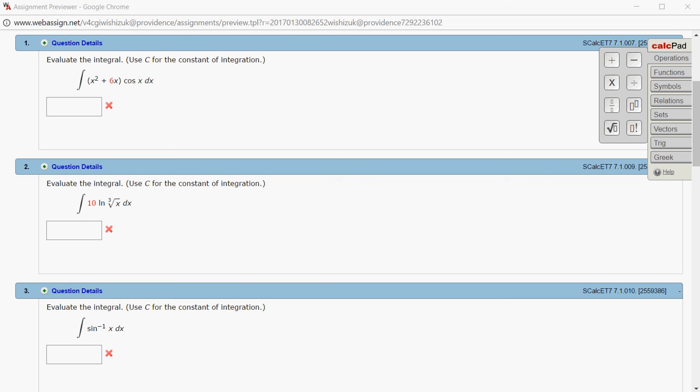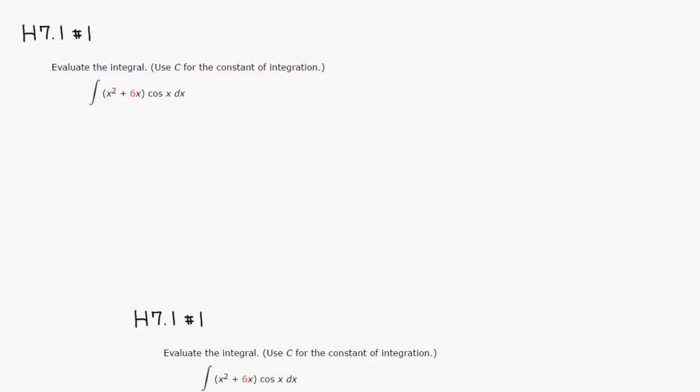Alright, let's look at homework 7.1, problem number 1. We're going to use integration by parts to evaluate this integral. I'm going to take x squared plus 6 to be the first guy and cosine of x to be the second guy.